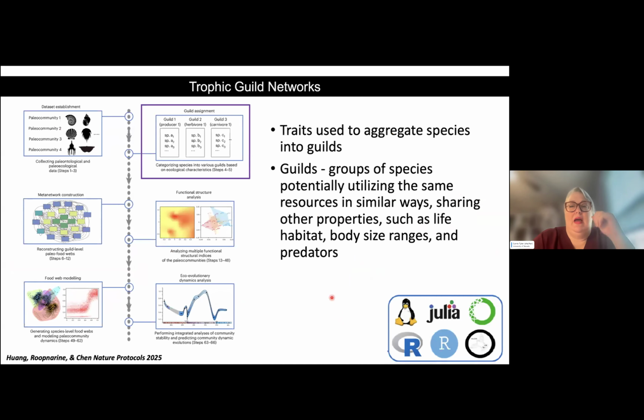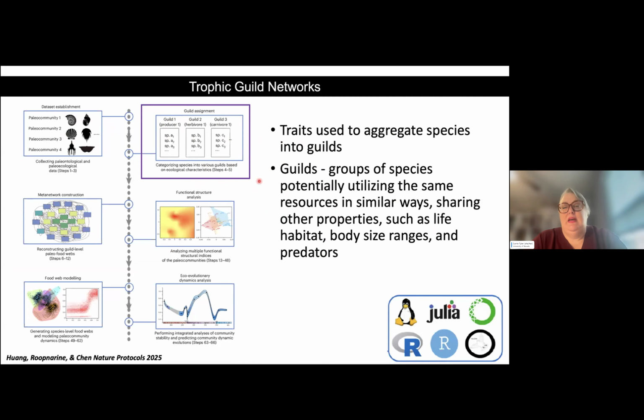So here is an example of how we construct a food web. You need a list of taxa, of course, to start with for your community. And then we organize those taxa into guilds or groups. You might also refer to these as trophic aggregations. This is the way it's described in modern ecosystems. You use trophic aggregation to group things together that have the same ecologies and do things in the same ways and have the same predators and prey. And again, we use these traits to do this.